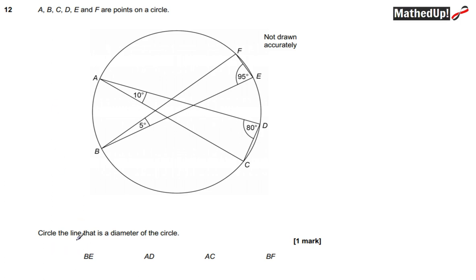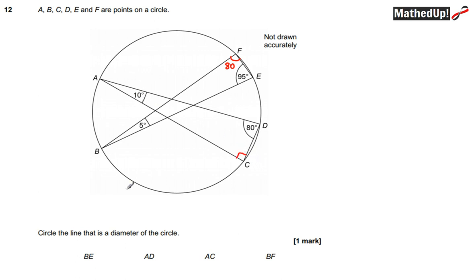Question 12. A, B, C, D, E, F are points on a circle. We need to circle the line that is the diameter of the circle. Okay, the first thing we need to do here is we've got two triangles, and we're just going to write down what the missing angles in these triangles are. So over here I've got 5 and 95, and I've got this missing angle over here. So 5 and 95 is 100. So this one over here must be 80, because we do 180 take away 100. And over here we've got 10 and 80, which is 90, which means this one over here must be 90 degrees, and I'm going to mark it as a right angle, like so.